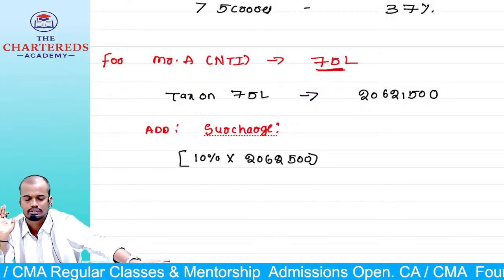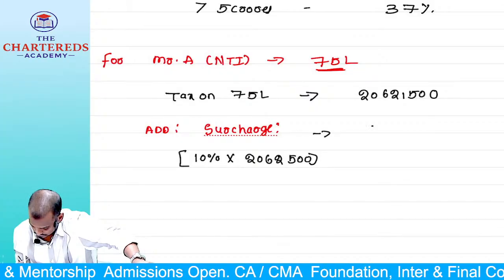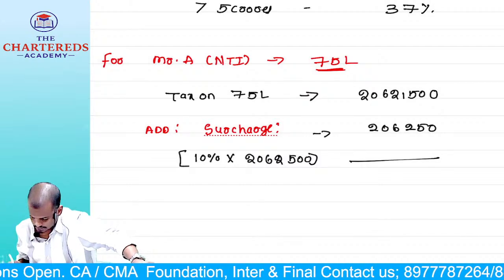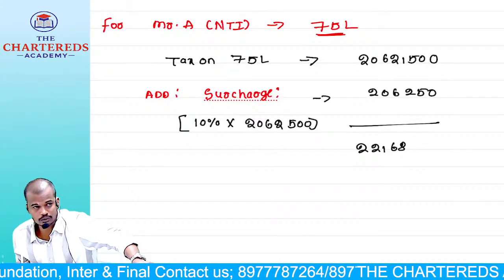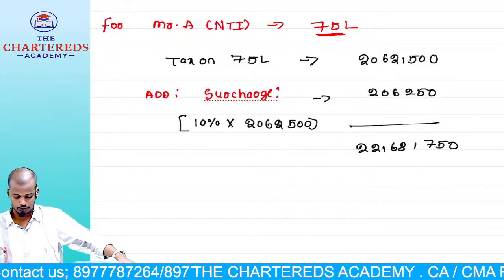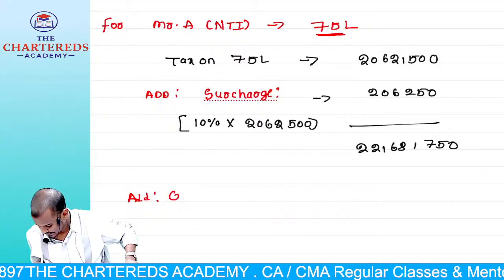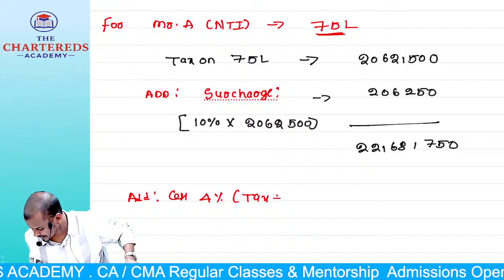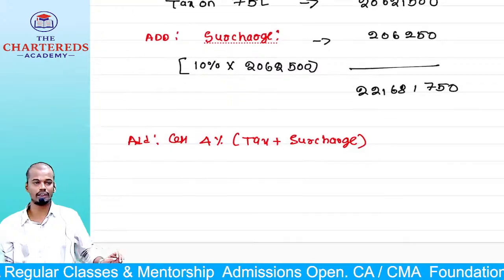Any doubt on this point? So what is the amount here? 22,68,750. Any doubt? Sorry, 20 lakh. Then add cess. What is the percentage? Sir, 4% on tax plus surcharge. Hope you understand my point, sir.